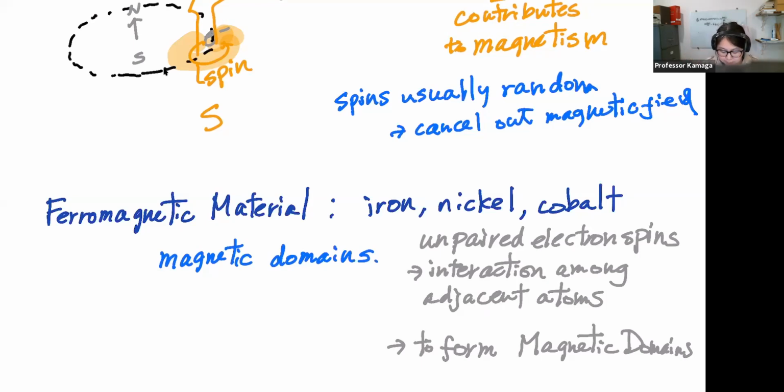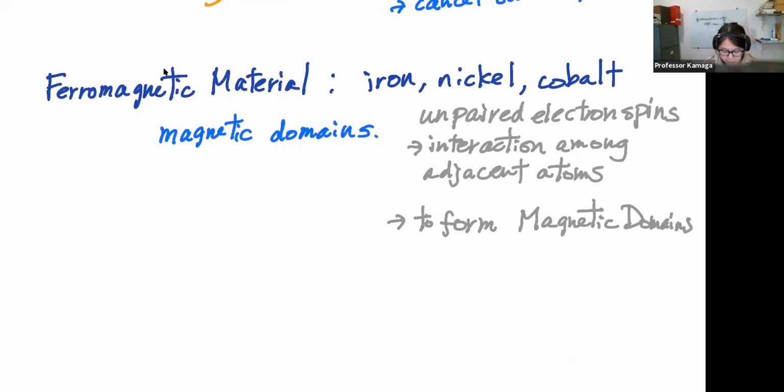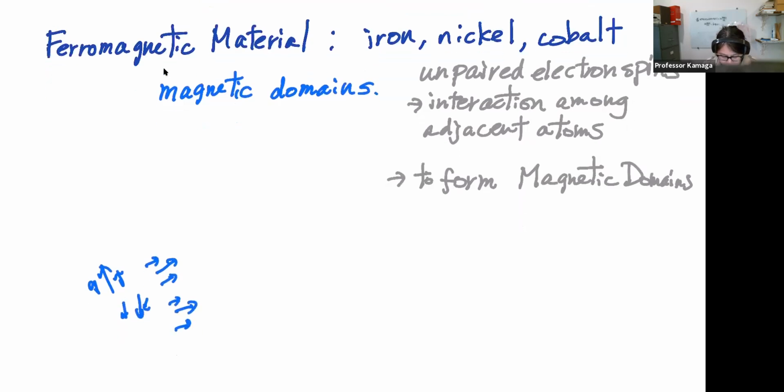So in some materials, you're going to have some defect, and that's where the electron spins just line up. So let's say here, there's that one unpaired electron. And then along with it, you're going to have everybody aligning together in this region. However, around here, you're going to have electron spins pointing in this way, so that the magnetic moments are that way. So inside the ferromagnetic material, there are lined up magnetic domains.